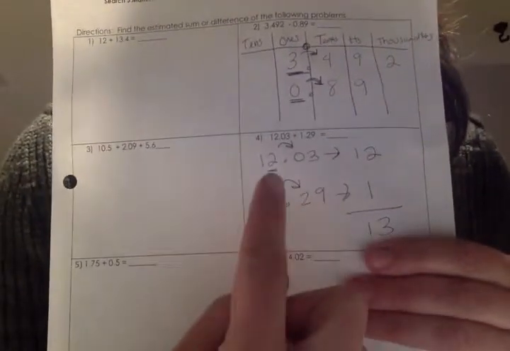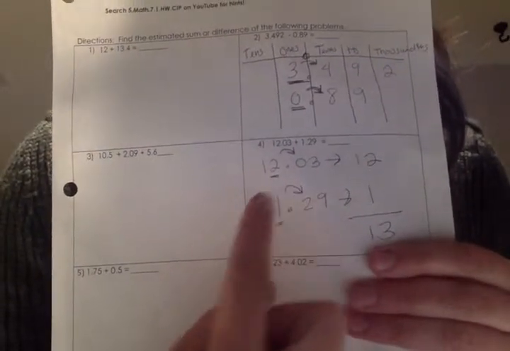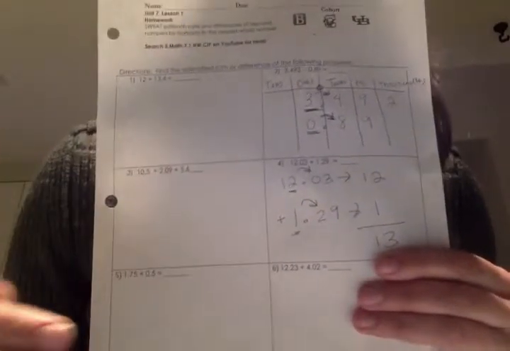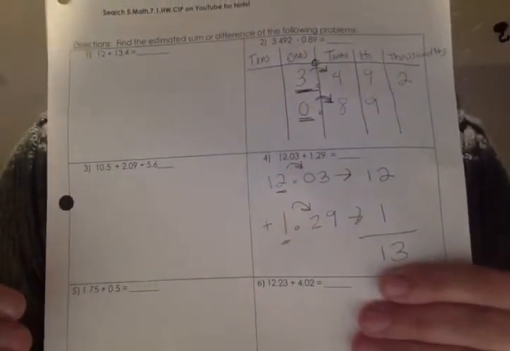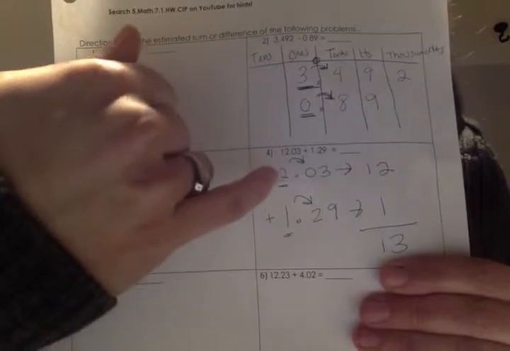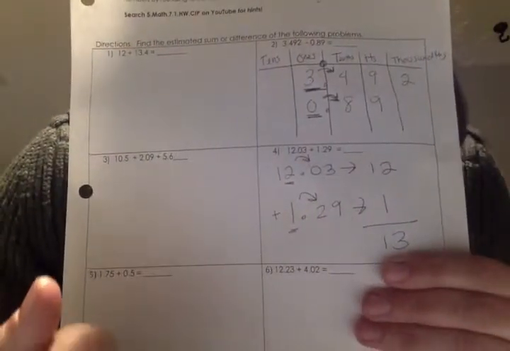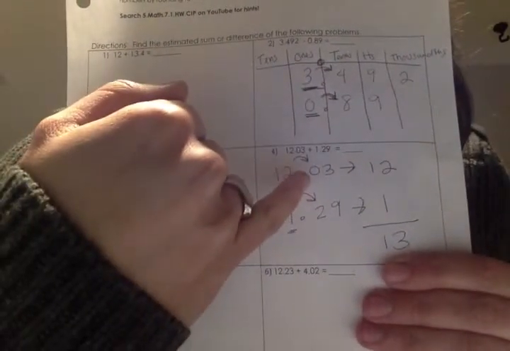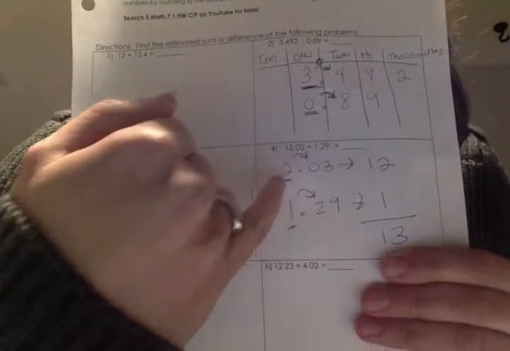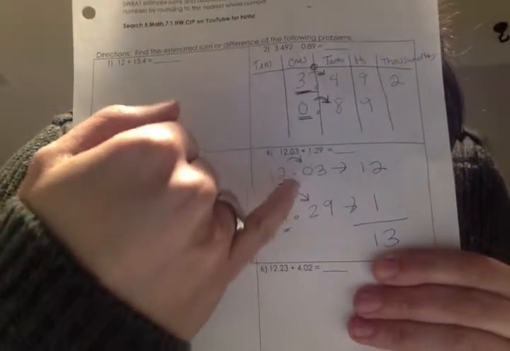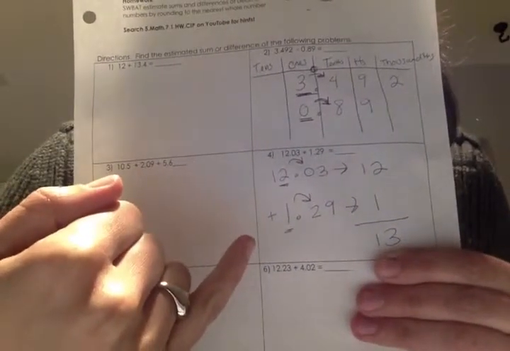I wrote it vertically. I underlined the digit in the ones place. That's always going to be the digit immediately to the left of the decimal point. So I underline it, draw an arrow to the digit before it. Since this digit is 4 or less, this is going to stay the same. 12 and 3 hundredths becomes 12 when I round to the ones place.